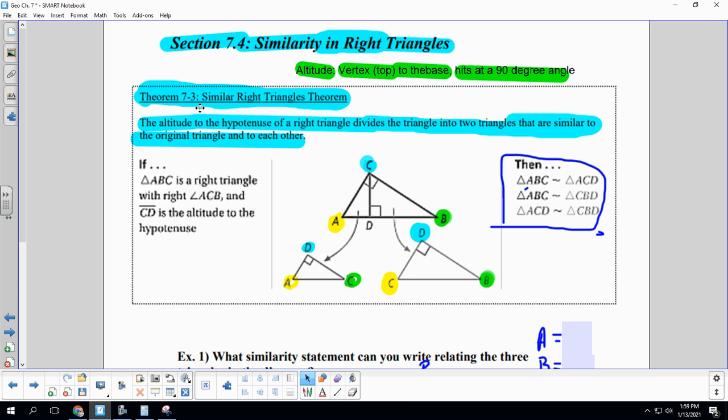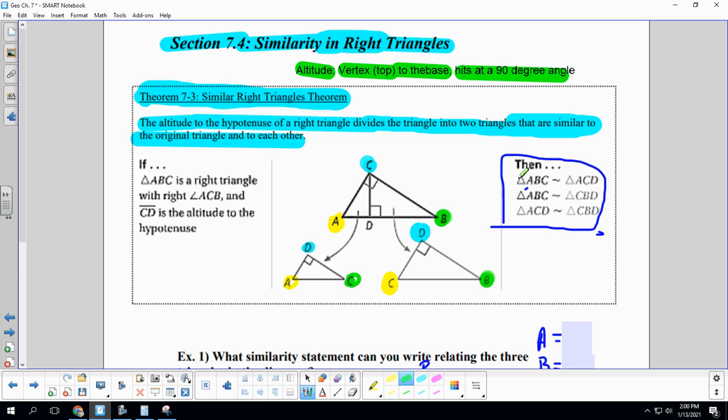So theorem 7.3, similar right triangles theorem. The altitude to the hypotenuse of a right triangle divides the triangle into two triangles. So from here, A, B, C, we drop that altitude and we get two triangles, one on the left and one on the right, that are similar to the original triangle and to each other. So please draw this picture. It will make way more sense than trying to noodle out the words.